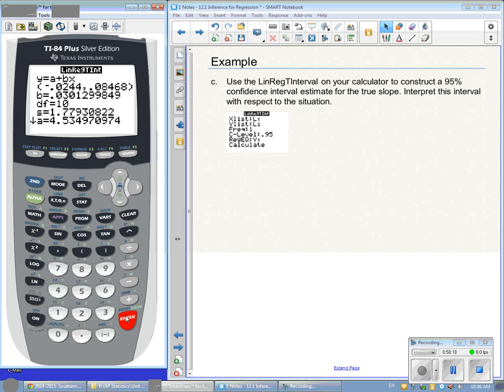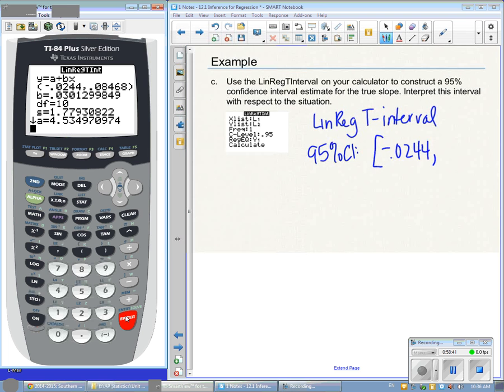All right, so the confidence interval is given. Just remember, you want to make sure that you label, so the linear regression t-interval. Remember, you want to make sure that you label your inference method. And then when you're reporting a confidence interval, you need to make sure that you report the confidence level as well.